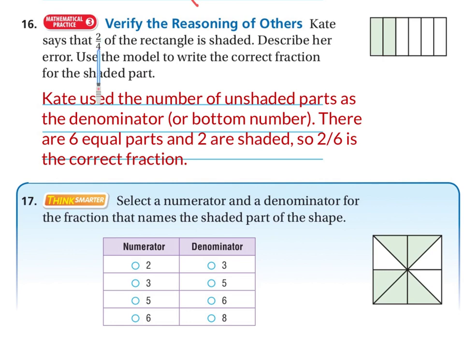Kate had the correct numerator, 2. There are 2 shaded parts. However, the denominator is not what is left unshaded. The denominator is the whole. There are 1, 2, 3, 4, 5, 6 parts in this whole. So the answer is 2/6. Please make sure that you explained that thoroughly.